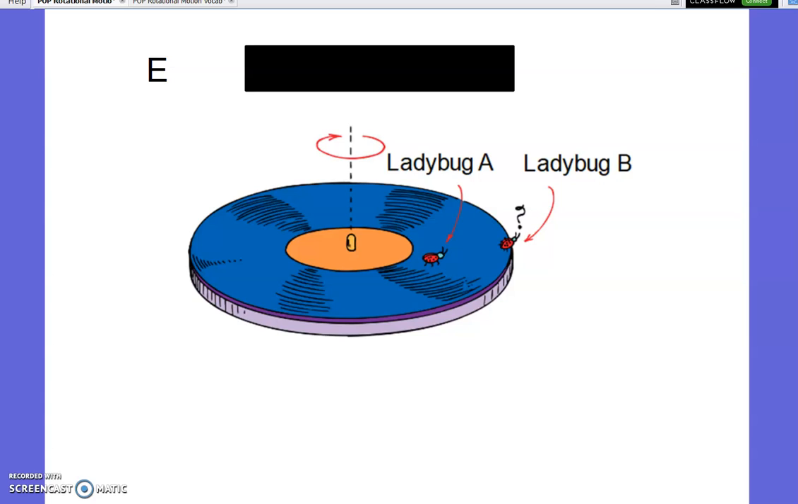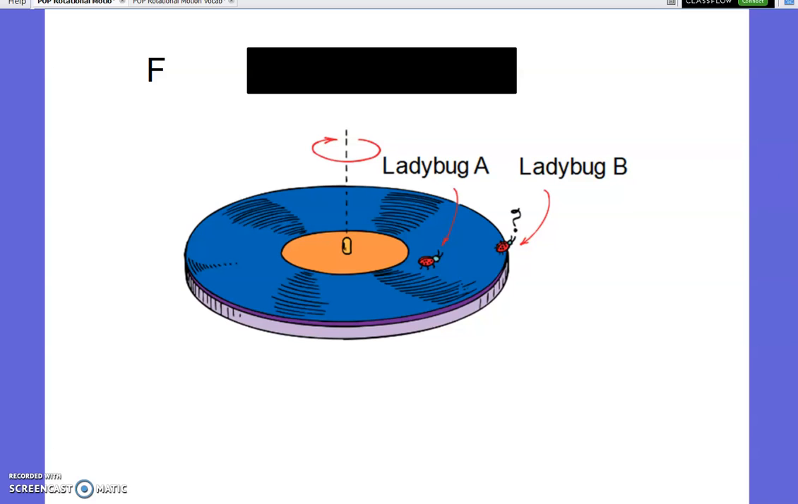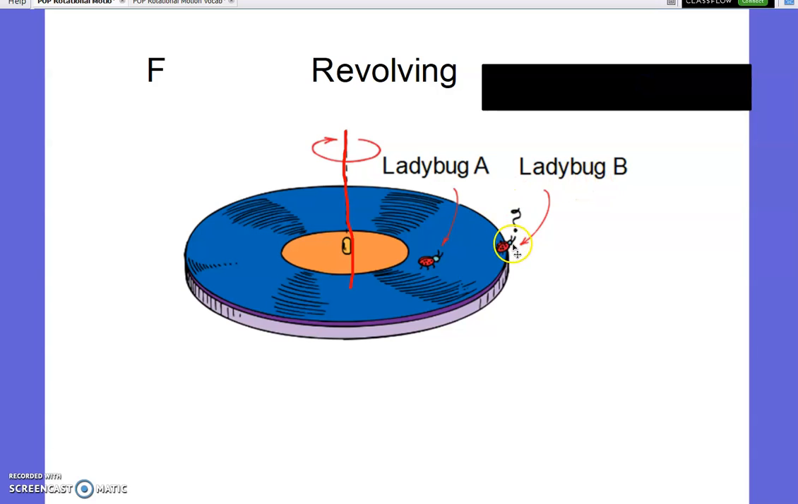The last two, it says a turntable, which is a record, is spinning with a ladybug sitting on the outer edge. This would be ladybug B. It first asks, what is the turntable doing? And we see that the axis actually goes through the turntable. So therefore, the turntable is rotating. However, the axis does not go through the ladybug. And therefore, in letter F, it asks, what is the ladybug doing? Well, the ladybug is revolving because the axis is not going through the ladybug.